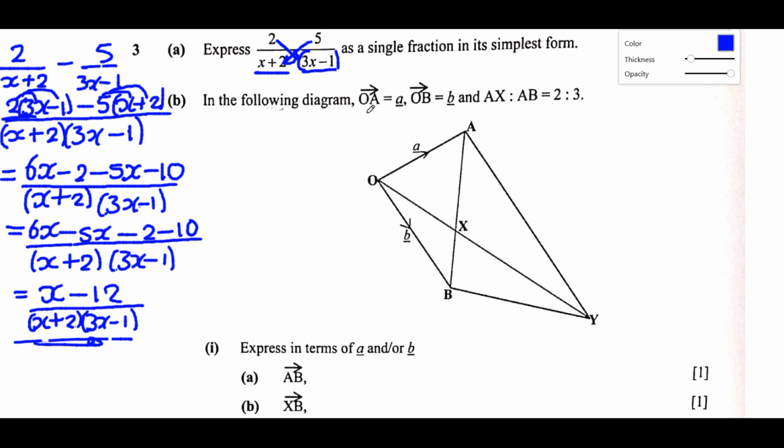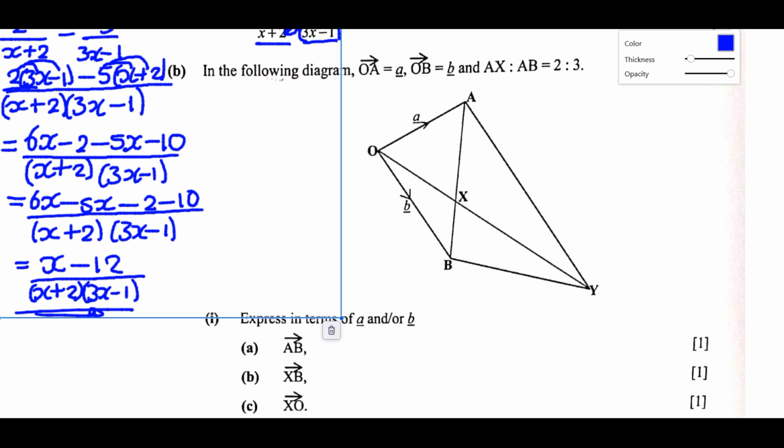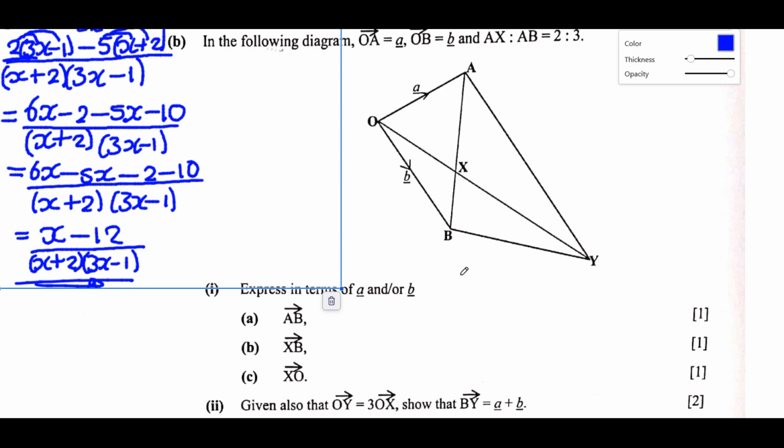In the following diagram, vector OA is equal to A, vector OB is equal to B, and AX to AB is equal to 2 over 3. So we have been given some ratios. Now let's find this. How do you do it?